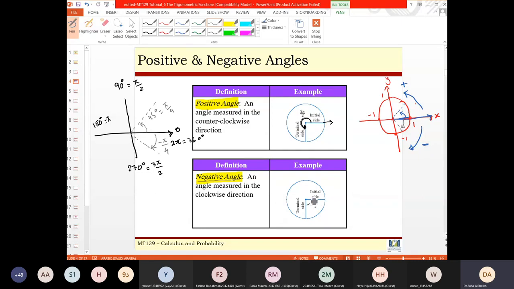As you can see, this is the initial side. I always move from the beginning of the x-axis. I always move from here, and I'm going down, as you can see. I'm moving down. So down there, it's minus pi over 2, a right angle of 90 degrees, which is pi over 2. Then this is minus pi over 2 actually.